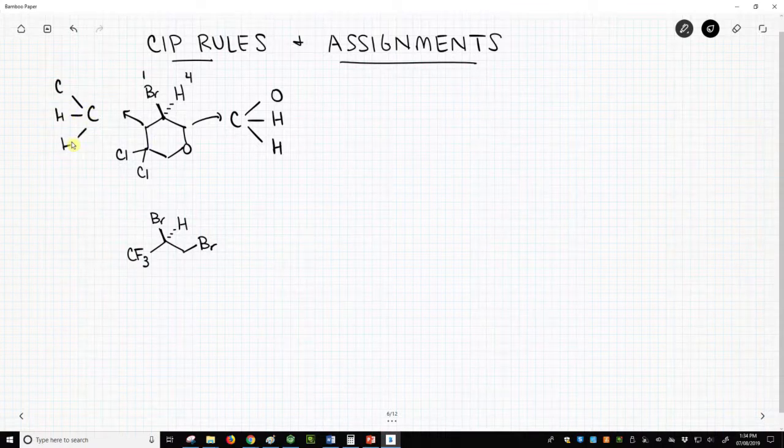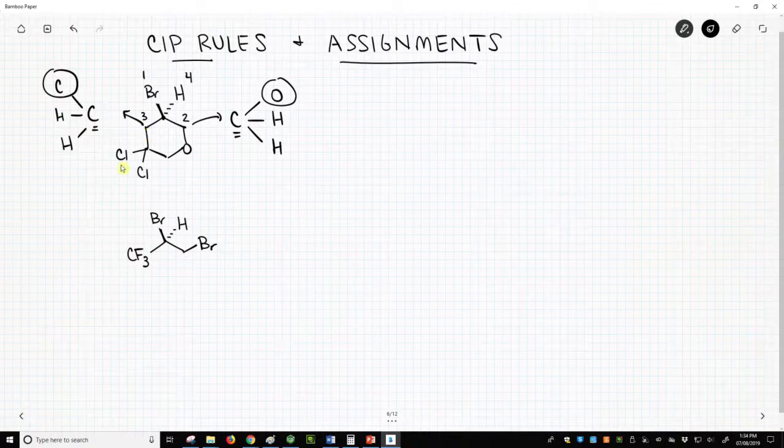And again, we're going to write these 3 groups down in order of their priority. So this carbon and that carbon, they're going to face off. This carbon plays an oxygen. The carbon on the left plays a carbon. Oxygen is higher priority than carbon. End of discussion. This is the second priority group on our chiral center, and the other carbon is the 3.